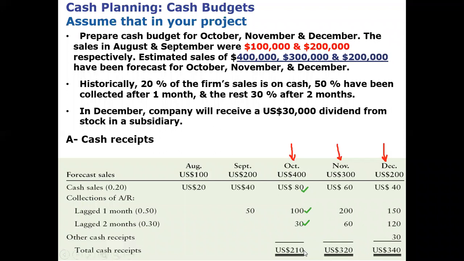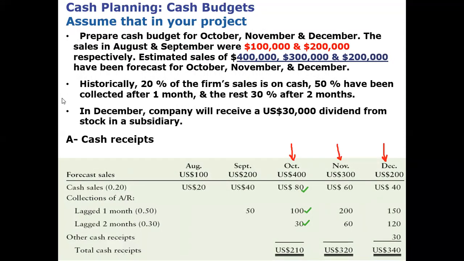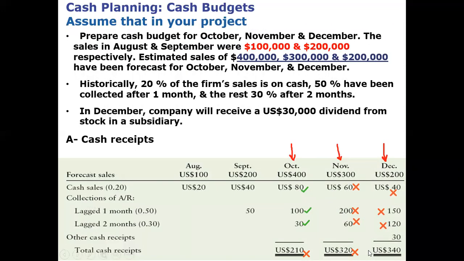I will do the same for the one after it, which will be the 210. I will do the same for November: 60, 260, and then the summation of them is 320. Then 40, 150, 120, and the 30, and this is the 340. So this is basically what I'm looking for. The one I'm writing here is the one I'm looking for. The 200 is the total cash receipts, and it is number A, as I mentioned.